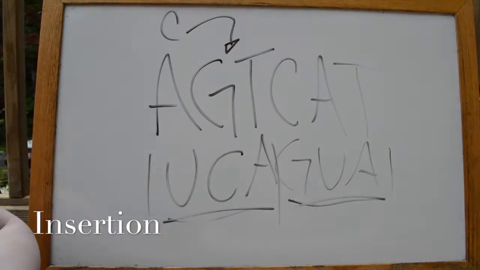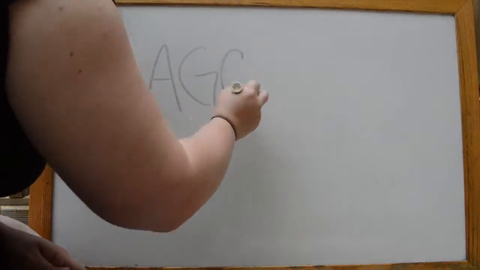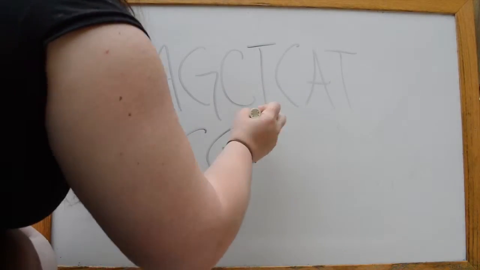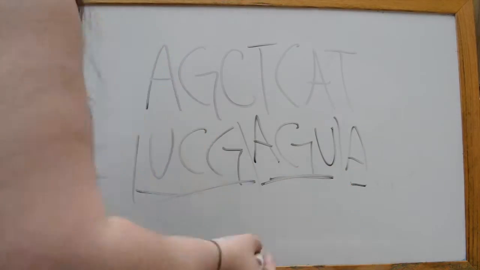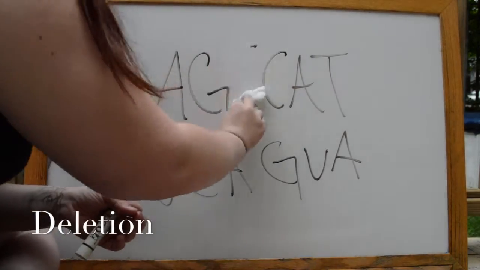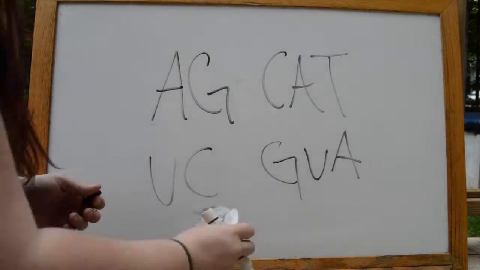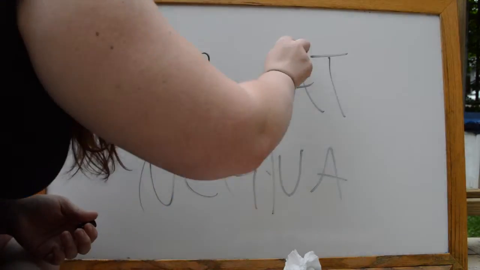Insertion is the addition of a nitrogen base into a strand. This addition causes a frame shift, altering the amino acids produced. Deletion is the subtraction of a nitrogen base from the strand. This deletion causes a frame shift, altering the amino acids produced.